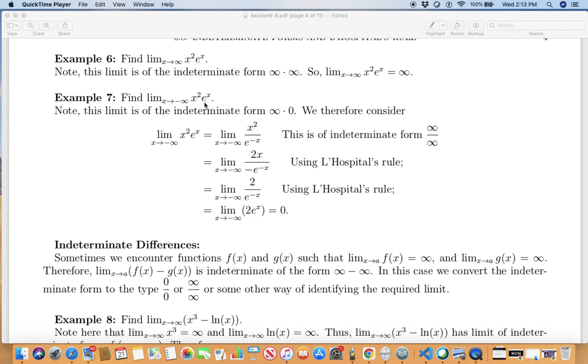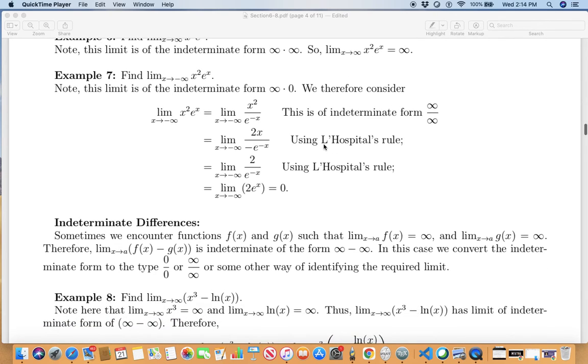e to the negative large number is 0. So this is an indeterminate form of the type infinity times 0, and we need to change things. Rewrite this: the limit as x approaches negative infinity of x squared e to the x. I'll take that e to the x to the denominator and write it as e to the negative x. Now what happens? When x is approaching negative infinity, the denominator approaches positive infinity. The numerator, of course, approaches positive infinity. So that's an infinity over infinity type indeterminate form, and you apply L'Hopital's rule.